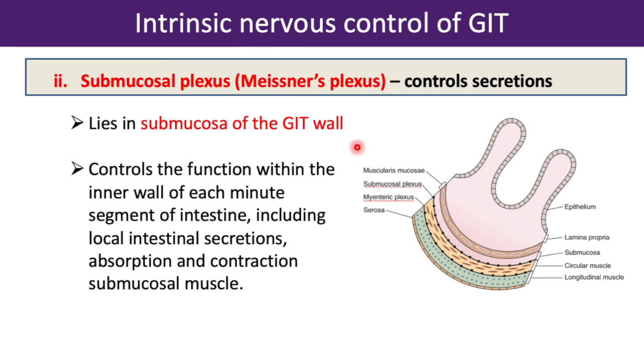The submucosal plexus or Meissner plexus lies in the submucosa of the GIT wall, which is in between the submucosal layer and circular muscle layer. So this plexus controls the function within the inner wall of each minute segment of intestine. These functions include local intestinal secretions, absorption, and contraction of submucosal muscle. The stimulation of this plexus will cause the infolding of stomach mucosa.